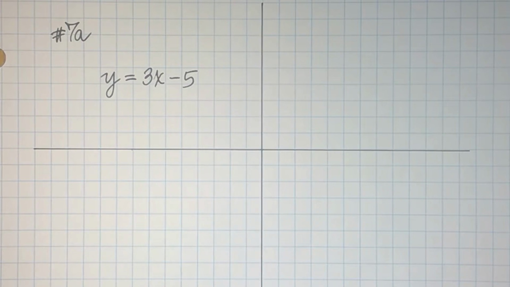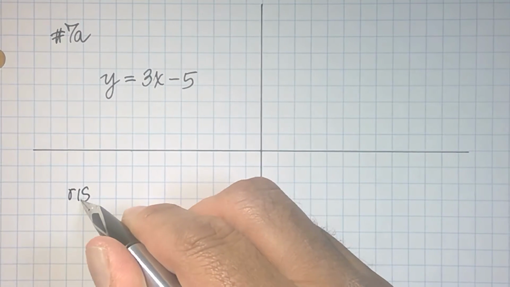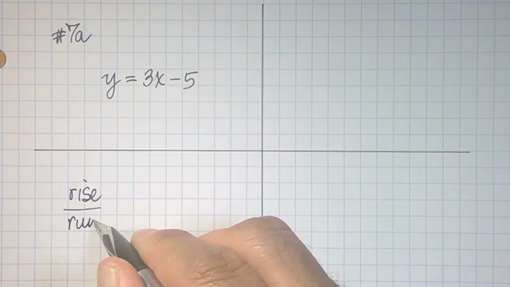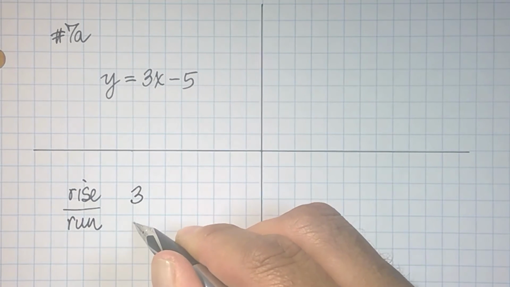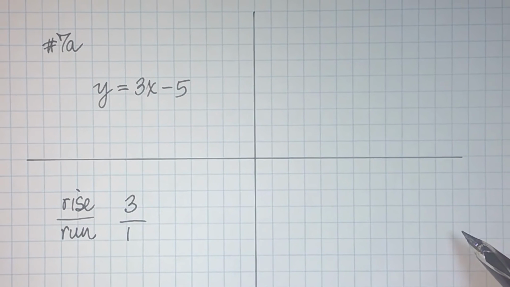Okay, so we're looking at y equals 3x minus 5. That means my slope, my rise over run, my rise is 3, my run is 1. My y-intercept is negative 5.